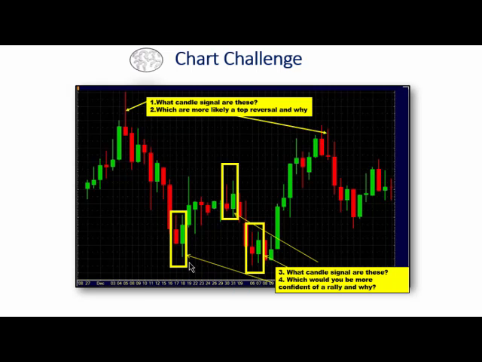Now, which candle signals are these? What's the green wrapping around the red? Right, a bullish engulfing pattern, right? Bullish engulfing pattern over here. What about this? Isn't this also green wrapping around the red? Yeah, but why is this not a bullish engulfing pattern?